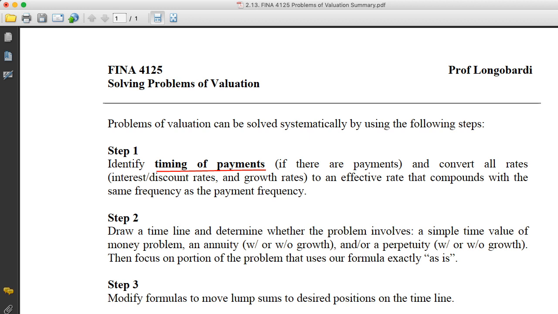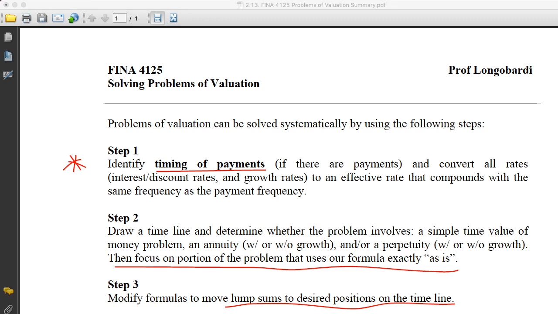Then you make your timeline and you apply the formula by focusing on the portion of the problem that uses the formula as is. Okay, so that's what we're going to do. And then you adjust. In the last step, you modify the formula to move lump sums to desired positions. So if you have an annuity that you solve at some different point in time and you need it today, you need the value today because you need to know the price or what it's worth to invest in some opportunity that leads to those future cash flows, then you need to discount everything back to time zero. Or if you want to know the future value of something, you have to accumulate it to whatever time period you want. Okay, so these are the steps. The most important thing is this one. Everything else that you're used to, I think. So identify timing of payments when you read problems, if there are payments.